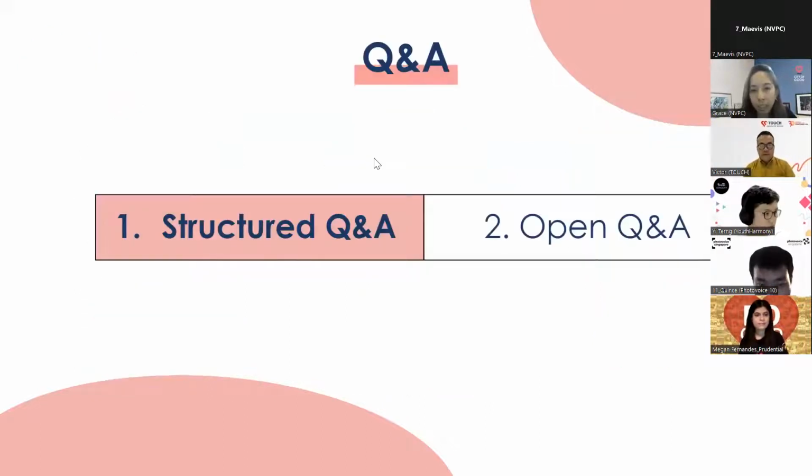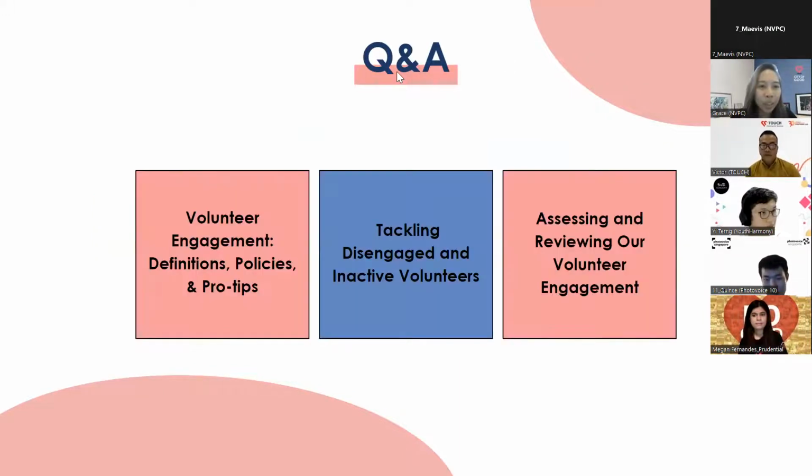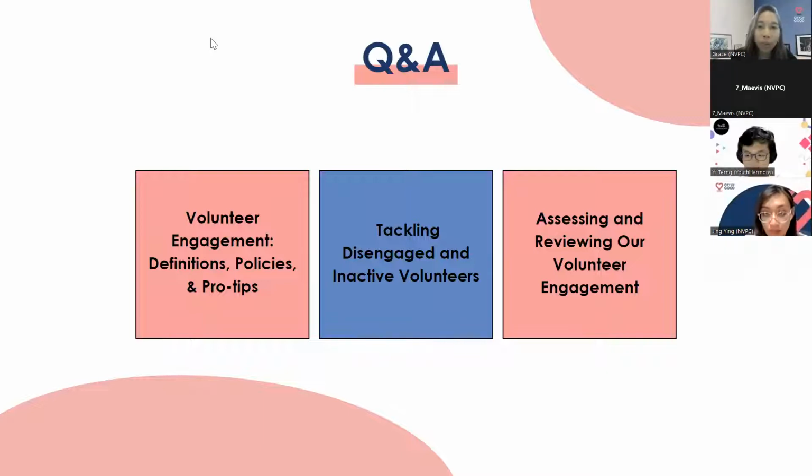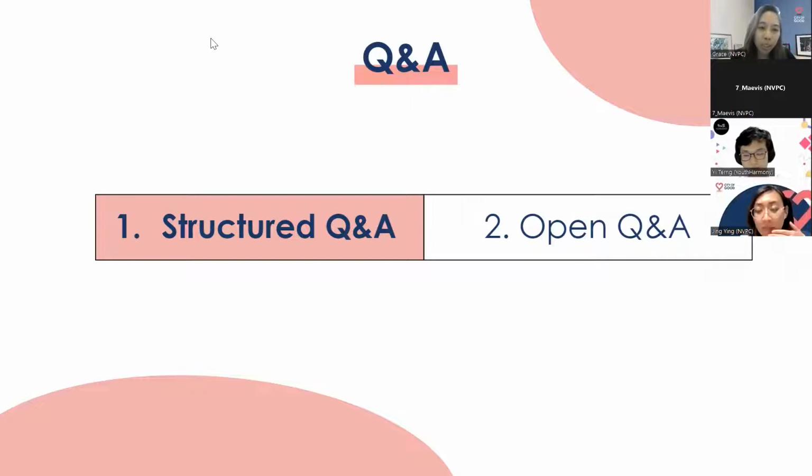There'll be two parts to this panel discussion: the structured Q&A and an open Q&A. In this first segment of the structured Q&A, it will really just be a conversation between myself, Ethan, Victor, and Megan, as we discuss topics related to volunteer engagement. How do we define that? What are some of the policies that they've implemented in their own organization, and some tips for us? Then the next section we'll be moving on to is about tackling disengaged and inactive volunteers. And the third section of the structured Q&A will be about assessing and reviewing our volunteer engagement. Afterwards, we'll be moving back into the open Q&A section.